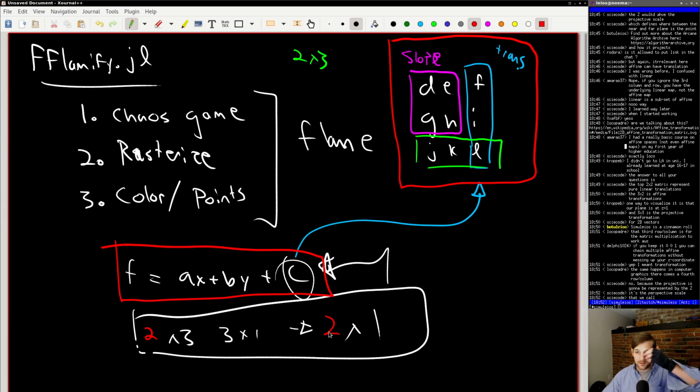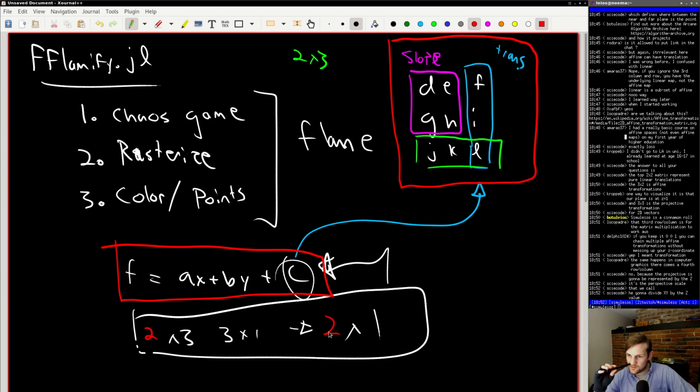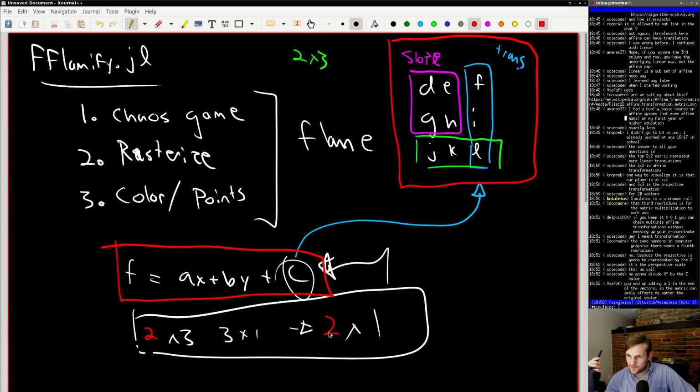Okay, that's fair. The same happens in computer graphics when there comes a fourth row and column, right? Because the projective is going to be represented in Z as the perspective scale that we call. It's going to divide xy by the z value. If you end up adding 1 to the end of the vector, the matrix can apply offsets no matter what the original vector. Okay, that's fair as well.